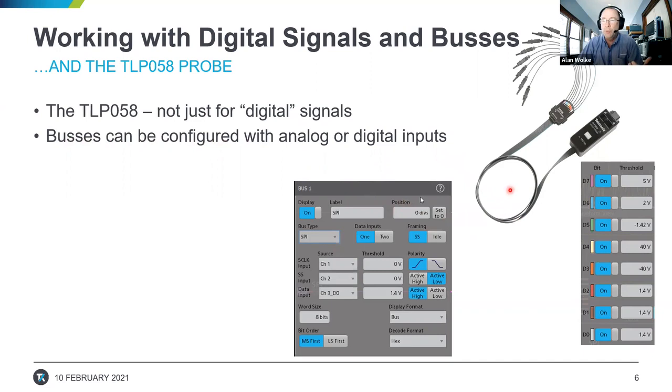You can use your analog probes, any of the digital probes, digital lines from the digital probes, or any combination of all of those to set up that bus. So you can add an unlimited number of buses. Really, it's just a matter of how many you've got on your board and how many you can probe at the same time. You can just keep adding them.